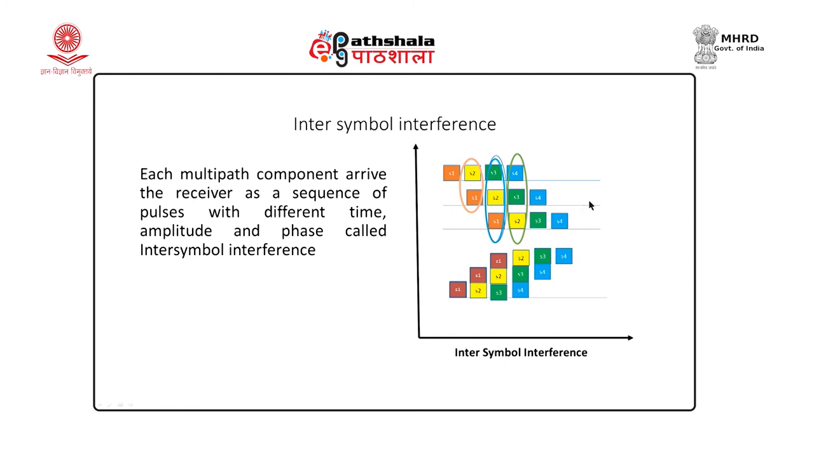Delay along the second path is equal to the time required to send one symbol, and the delay along the third path is the time required to send two symbols. So, what is happening at the receiver is that you are getting interference, or the blending, of these symbols, and the effect is known as inter-symbol interference.